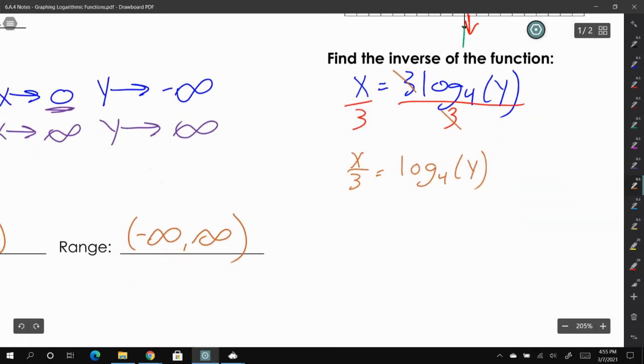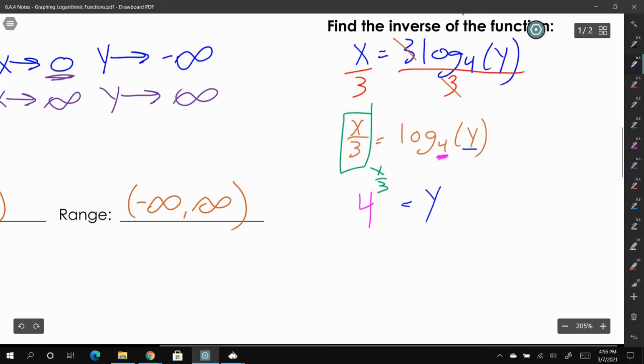Now we're going to change this from a logarithmic function to an exponential function. We're going to go from log form to exponent form. Our base is 4. And remember, log equals exponents. So this x over 3 up here, that is my exponent. And then it's going to equal y. So the inverse here is 4 to the x over 3 power.